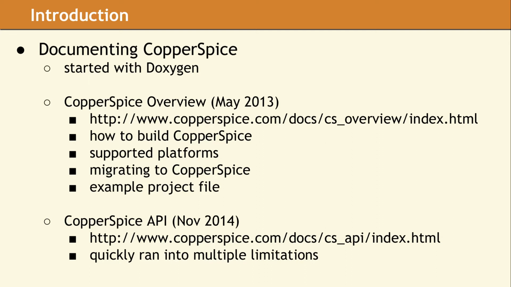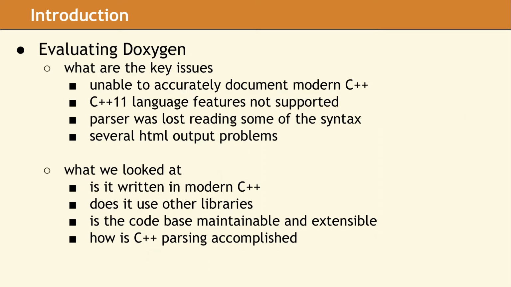In November of 2014, we decided it was time to actually write the CopperSpice API docs. And Doxygen started to give us some issues. We quickly ran into multiple limitations. We looked at Doxygen and asked ourselves what the key issues were. And the largest one of these is the fact that it's unable to document modern C++ accurately. It doesn't support all C++ 11 language features, and the parser got lost frequently. We also encountered some issues with the HTML output generated by the program.